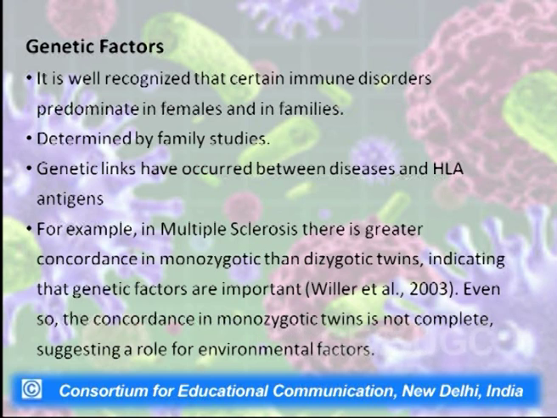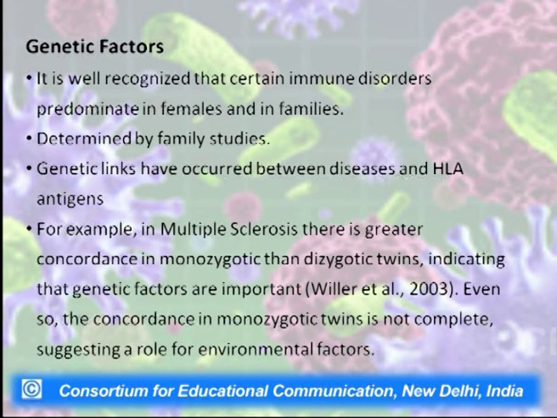Now, of course, we cannot rule out the genetic factors. It is a well recognized fact that certain immune disorders are predominant in females and in certain families. Now, it is determined by the family studies. If we check the pedigree chart or the family study of an individual's family, we will find there would be many individuals afflicted with the same disease. There are genetic links that have occurred between diseases and HLA antigens.